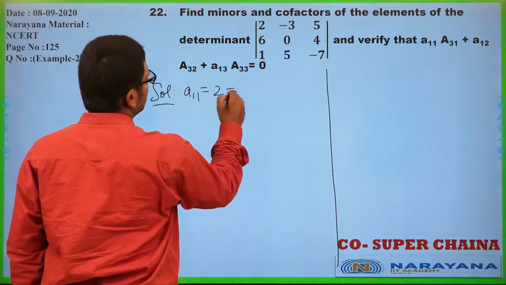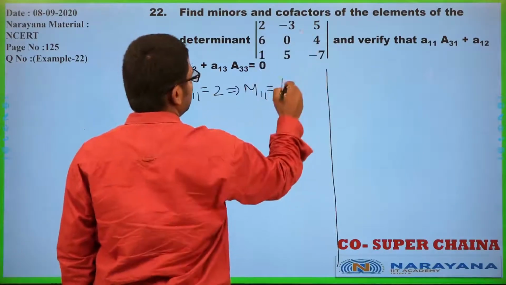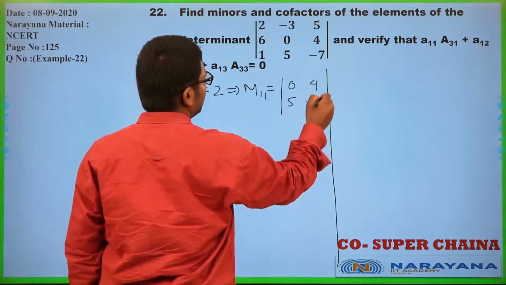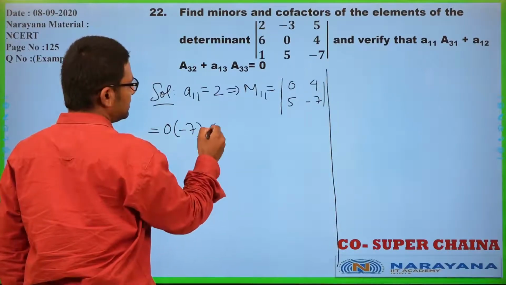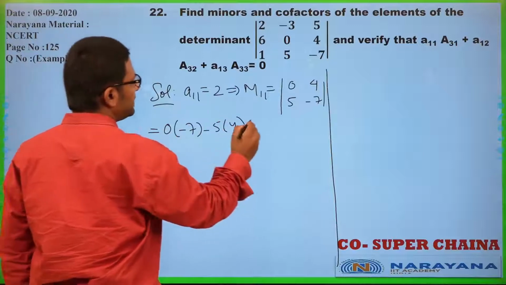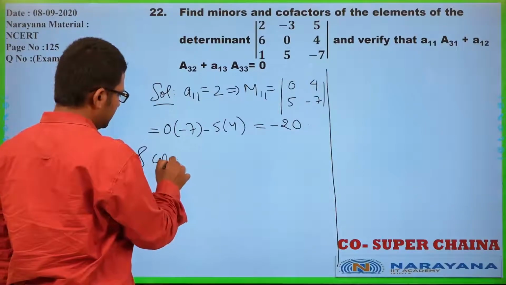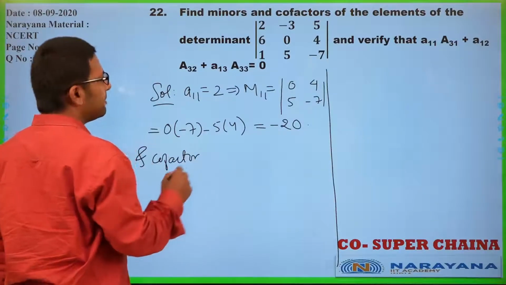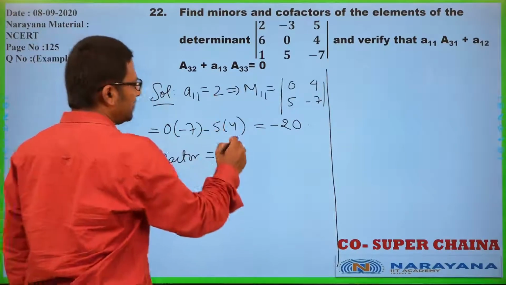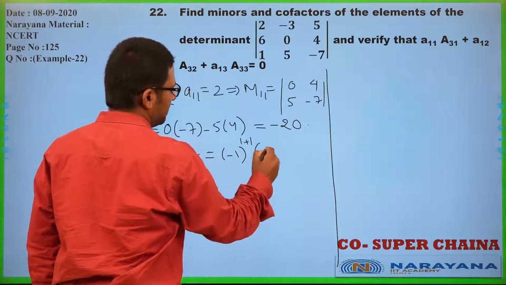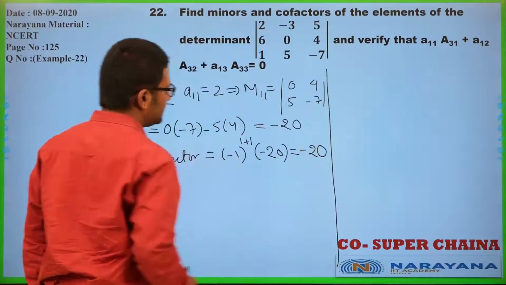A11 is 2, therefore M11 is the determinant. First row, first column, leave it. So 0, 4, 5, minus 7, right? So that is 0 into minus 7 minus 5 into 4. So 0 minus 20, right? And cofactor is equal to minus 1 raised to 1 plus 1 into minus 20, which is, see, this is plus 1, so this is minus 20 itself, right?